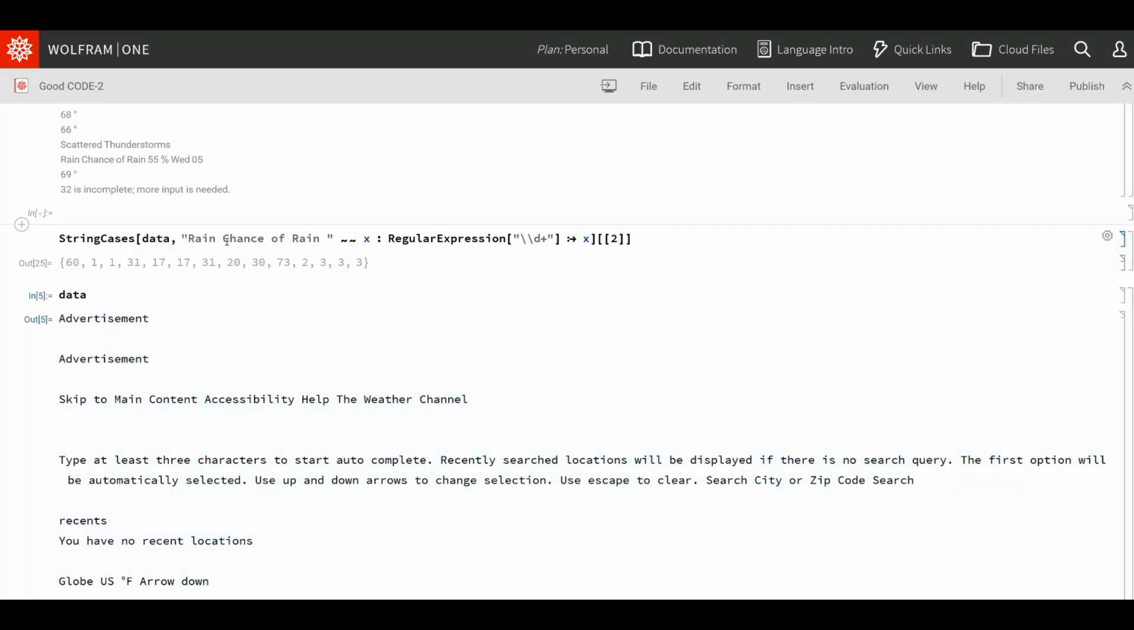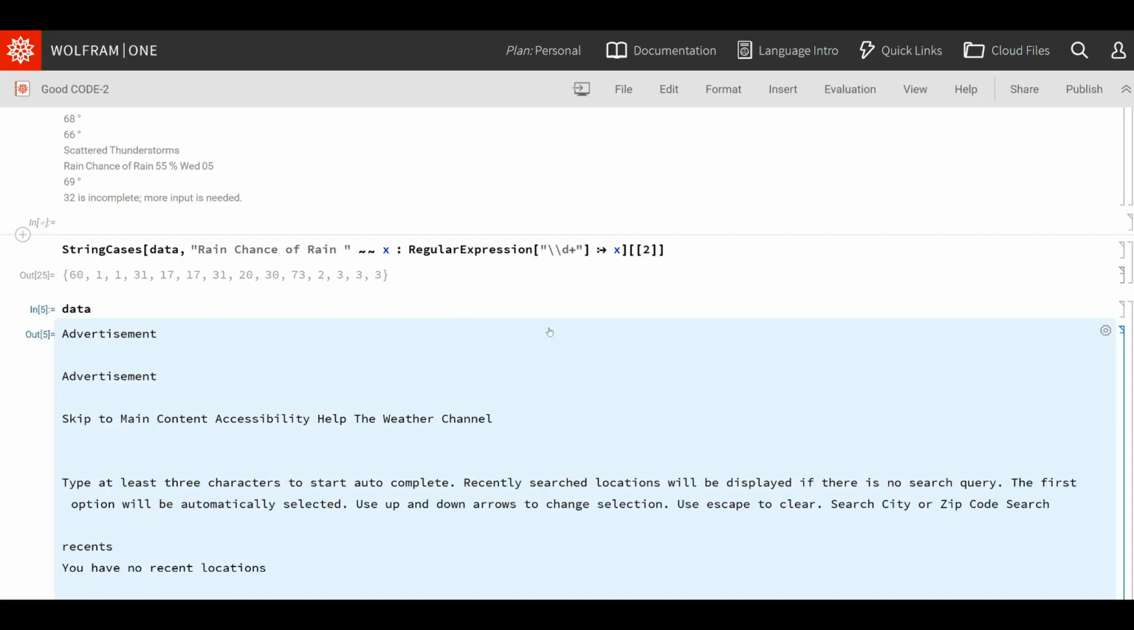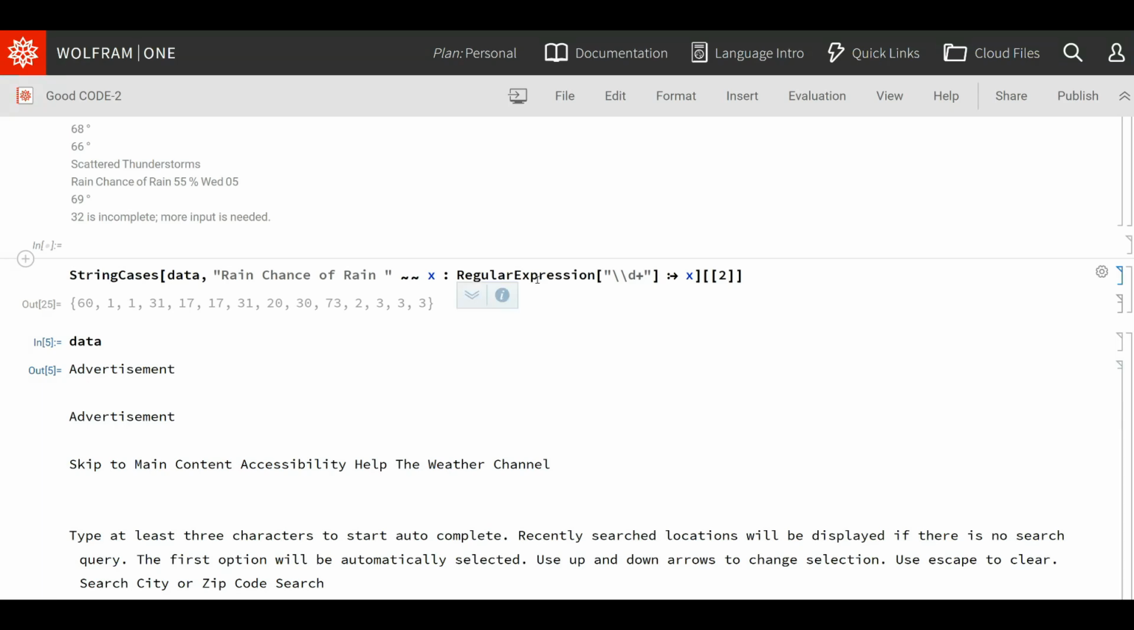You can zoom in quite a bit. I fix it using regular expression. Basically, what this command does is give us the digits, and it excludes anything but digits, right?